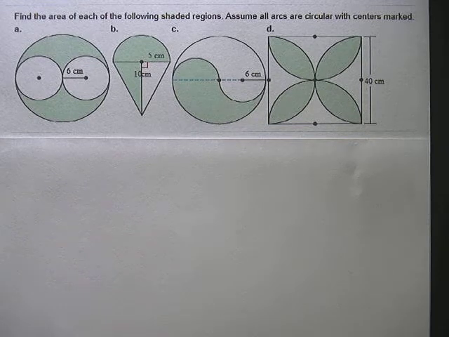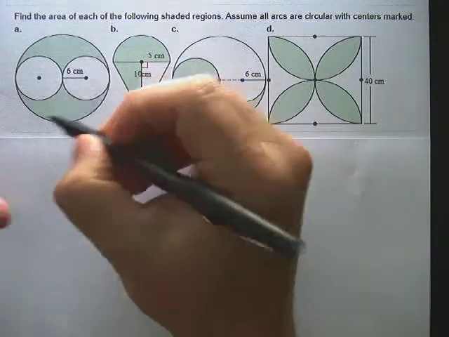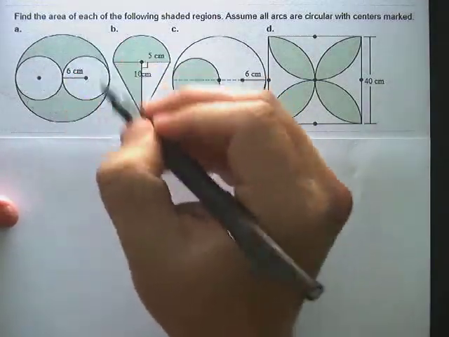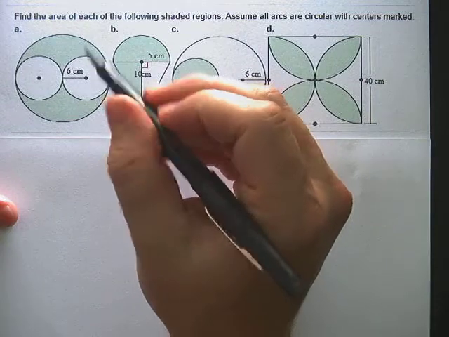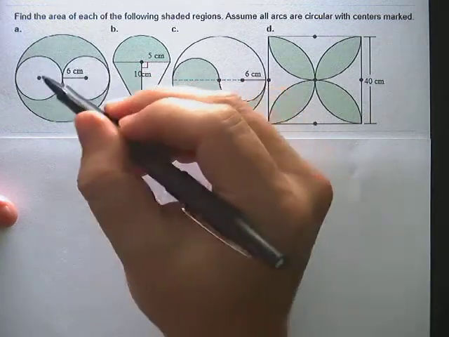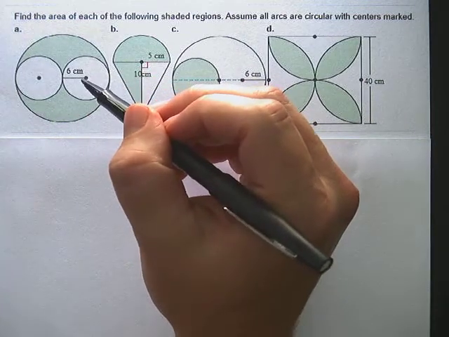Find the area of each of the following shaded regions. Assume all arcs are circular with centers marked. Okay, starting with A. We're looking for the shaded region, and we've got a large circular, mostly shaded region, and we've got two smaller circles that are not shaded.